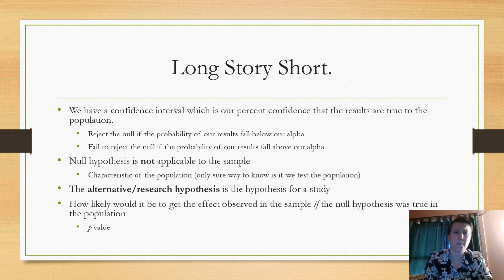Anyway, this is a confidence interval. That's saying that this is our percent confidence that the results we have are true to the population. So we reject the null hypothesis if, again, our p-value, the probability of our results, is below that threshold of alpha at 5% or 1% or whatever. And we retain it, or fail to reject it, if the probability is above alpha.